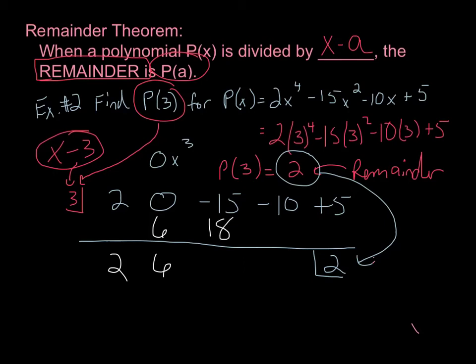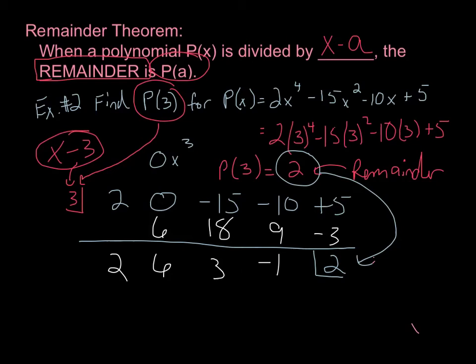Negative 15 and 18 is 3. 3 times 3 is 9. Negative 10 and 9 is negative 1. 3 times negative 1 is negative 3. And 5 minus 3 is 2. Check it out. Isn't that sweet?